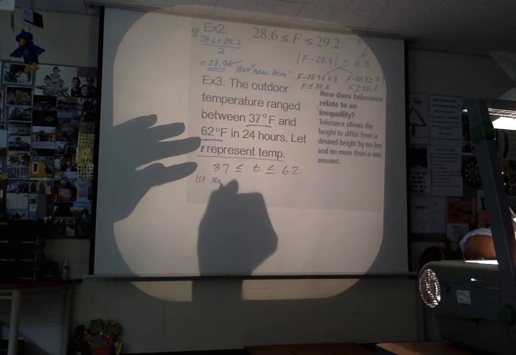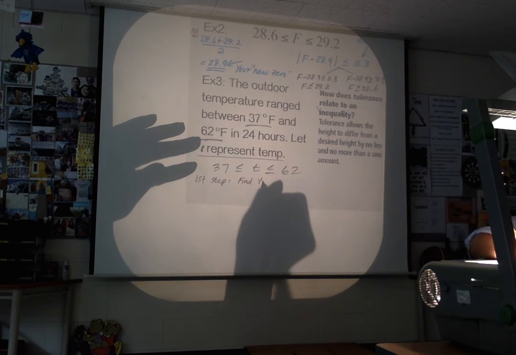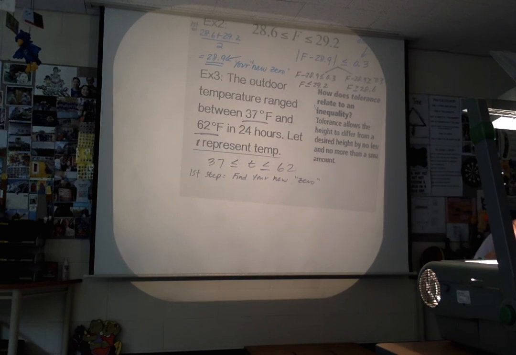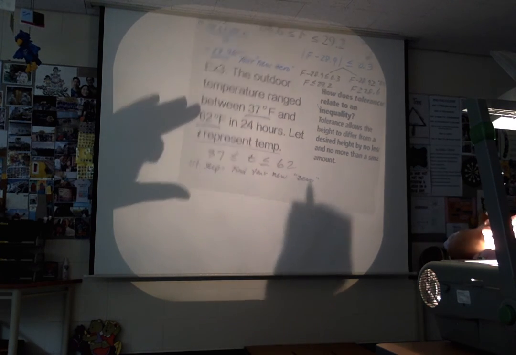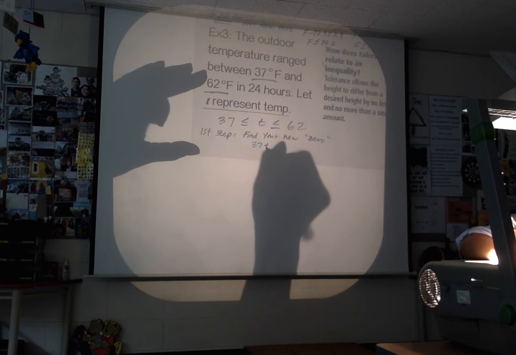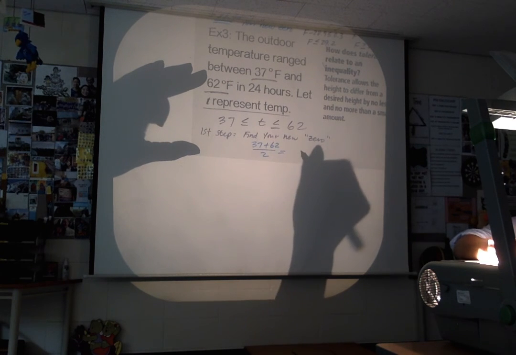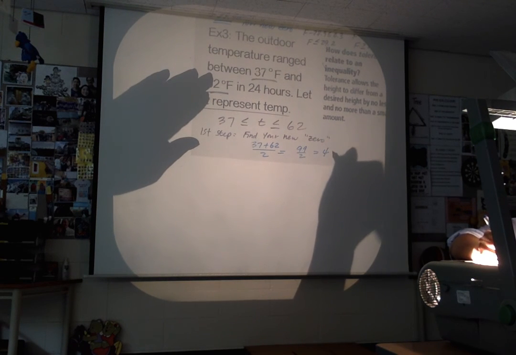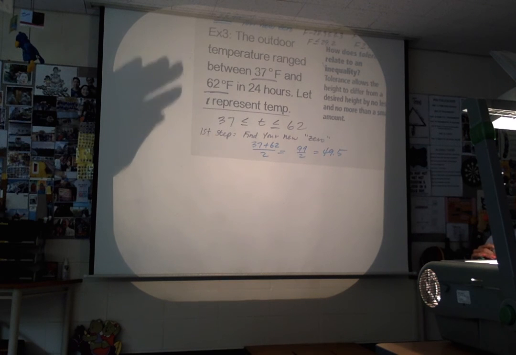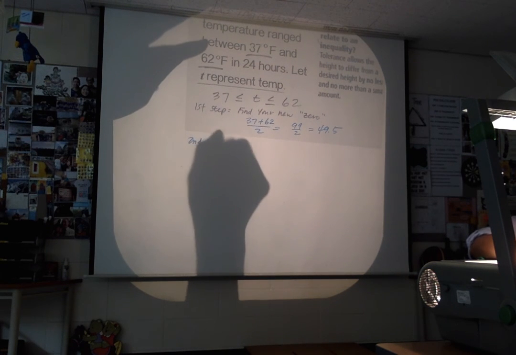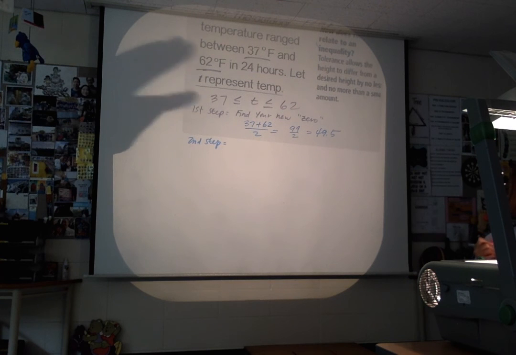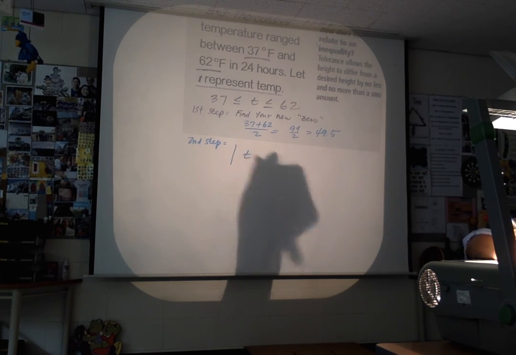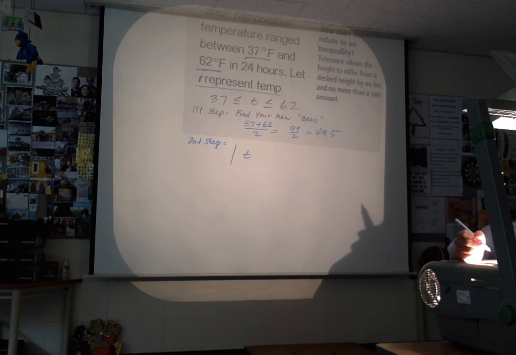First step, find your new zero. And remember how you find that? You find the average. What's the average of 37 plus 62? It's going to be 99 over 2. Okay? Or, in this case, 49.5. And your second step is easy. Remember, they're wondering, how do you write this absolute value? Always, you start with your temperature first, always. And you think about, what's your new center?